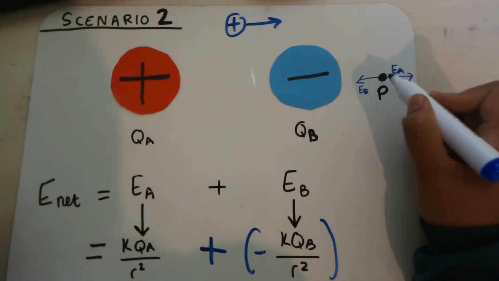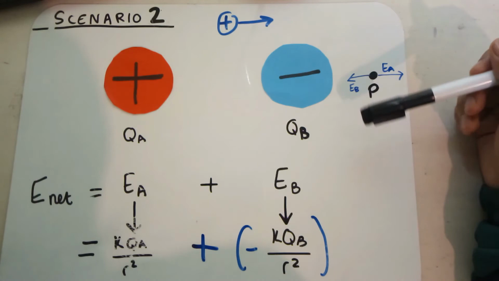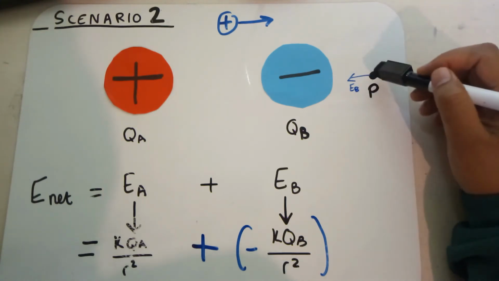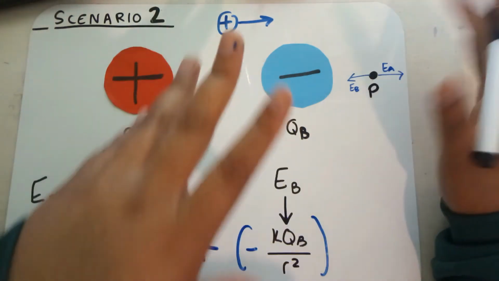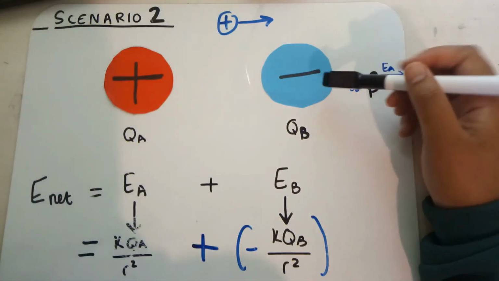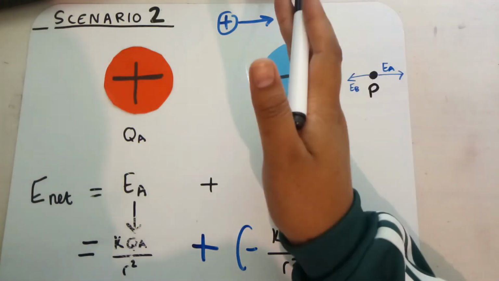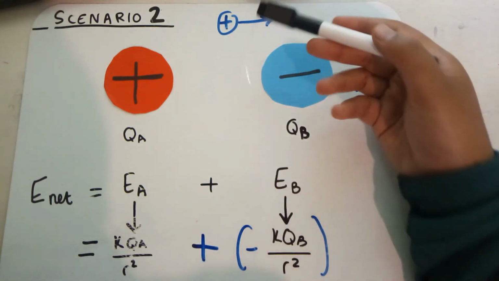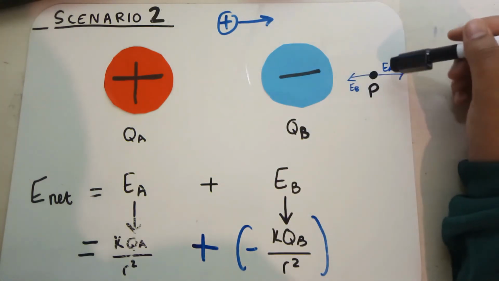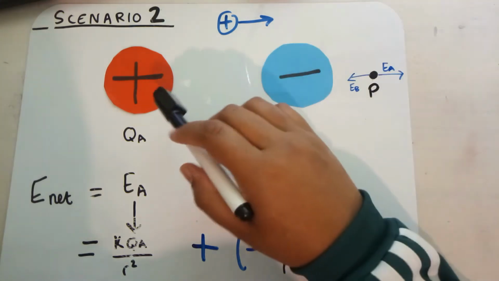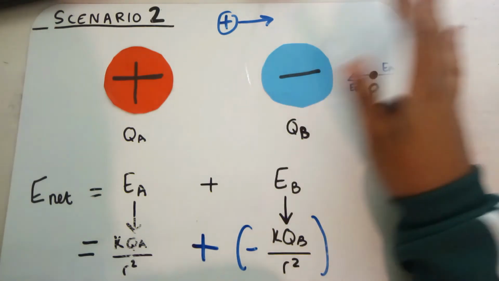And if I am at point P, then I will be experiencing a tug or a force from both sides, right? The field that I will be experiencing because of charge B will be towards the left. That's why I'm subtracting it according to my reference frame. And then the field that I'm experiencing that's produced by charge A will be towards the right.